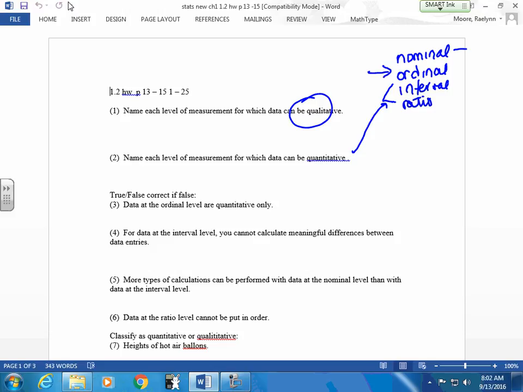Okay. So if you take a look at the true and false, number 3, data at the ordinal level are quantitative only. False. That is the only one that can be either one, quantitative or qualitative. Number 4, data at the interval level, you cannot calculate a meaningful difference between the data entries. True or false? False. Interval, think of temperature.